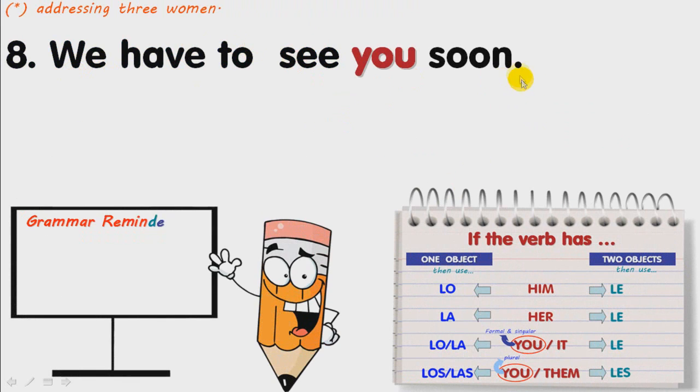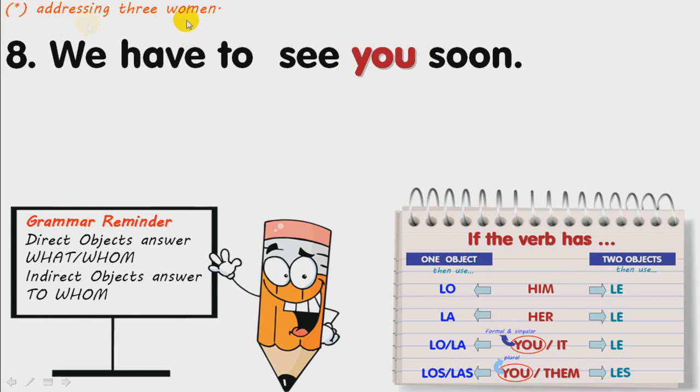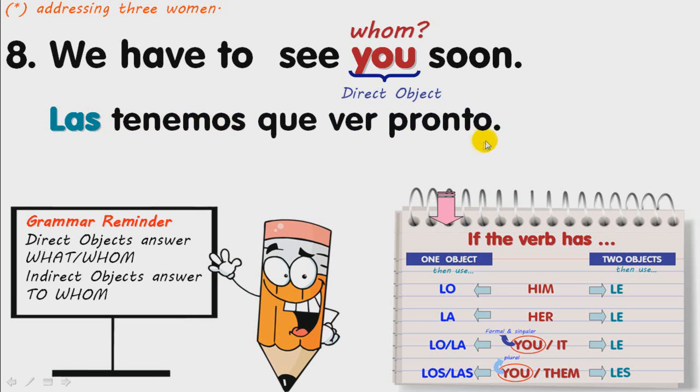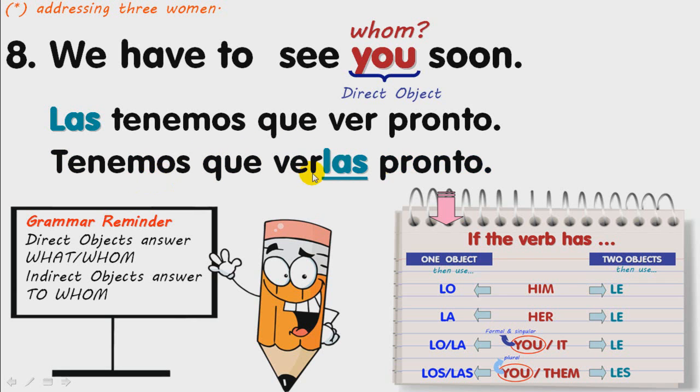We have to see you soon. In this case, you is referring to 3 women. First, we need to identify the number of objects. You answers the question whom. This is a direct object. So we only have one object, so we are talking to 3 women. So this is the plural you. 3 women, one object. So the translation of this is las. Las tenemos que ver pronto. And as we have 2 verbs, tenemos and ver, we can also say tenemos que verlas pronto.